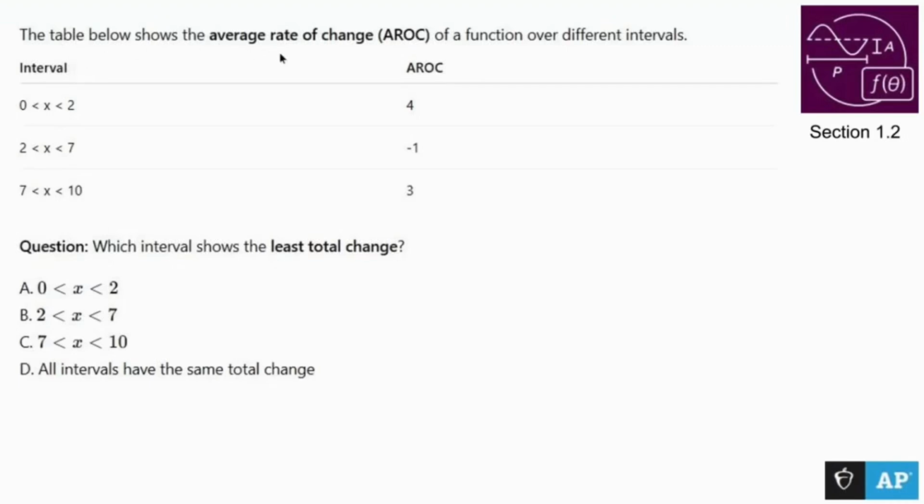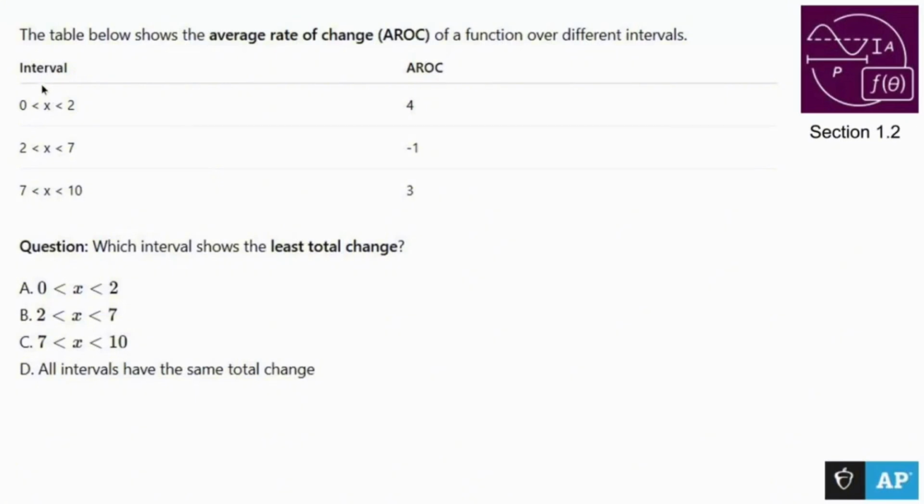The table below shows the average rate of change of a function over different intervals. On the interval between 0 and 2, the average rate of change is 4. Between 2 and 7, the average rate of change is -1. Between 7 and 10, the average rate of change is 3. Which interval shows the least total change? Well, let's find the total change in each.